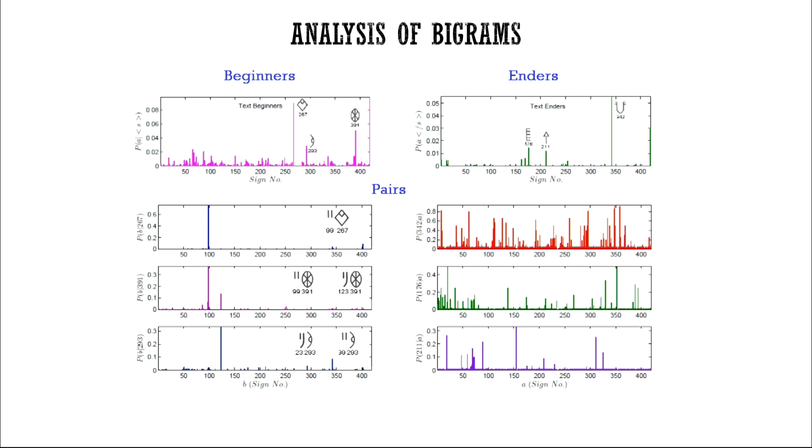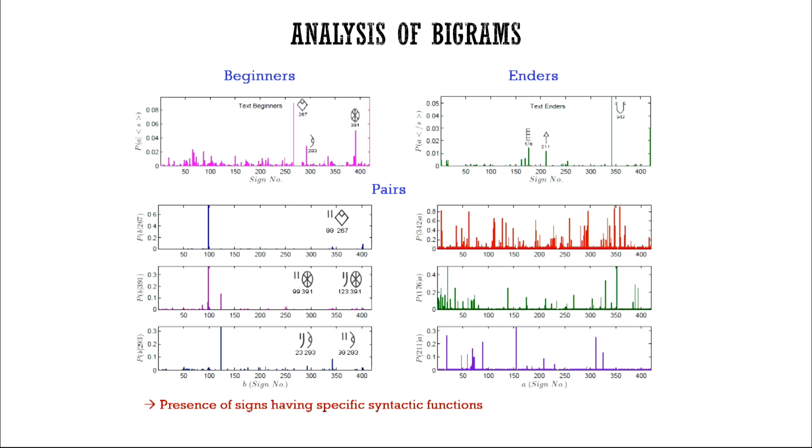Enders, on the other hand, do not have this kind of preference, except for 211. You can see 342 seems to have friendship with all the other signs, but there is no favorite in that case. And similarly, we have others. So the initial observations were confirmed by this model. We also find that there seem to be signs in the corpus which have a specific syntactic function.